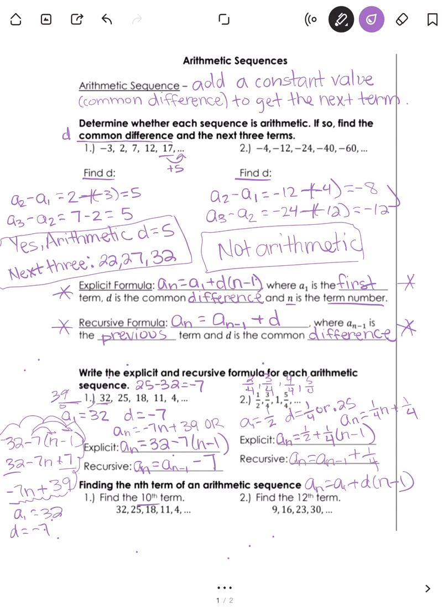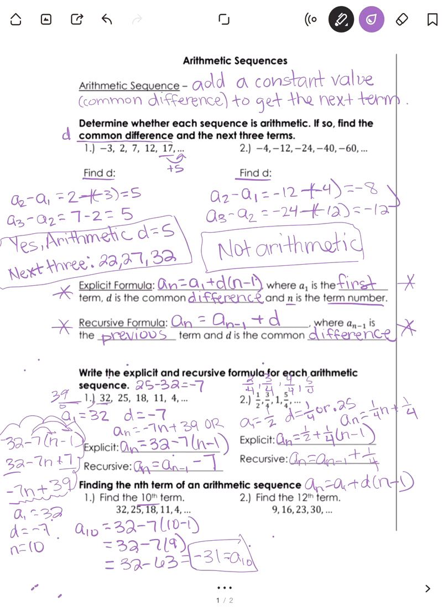Okay, we want to find the 10th term, so n equals 10. So I just plug and chug. So a sub 10 equals 32 minus 7 times 10 minus 1. 32 minus 7. 10 minus 1 is 9. Order of operations, negative 7 times 9. We get a negative 63. We combine like terms, and we get negative 31. That is our 10th term.